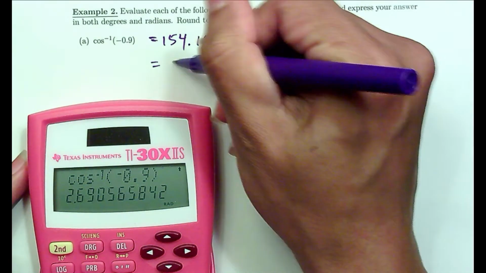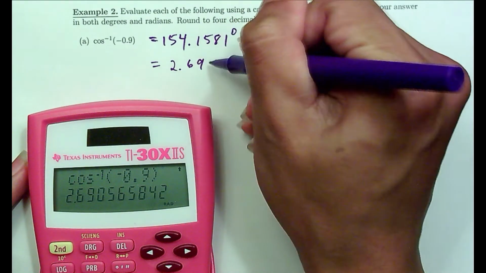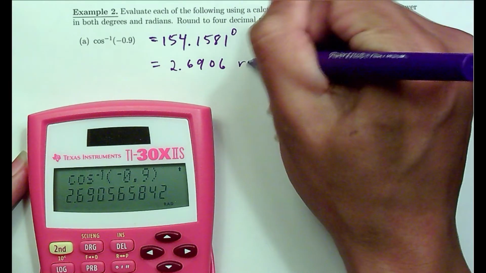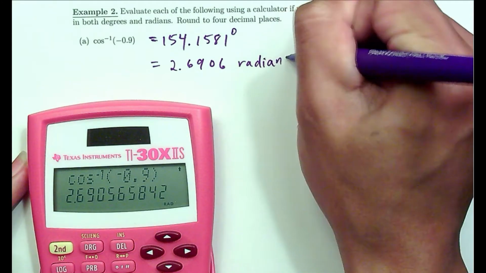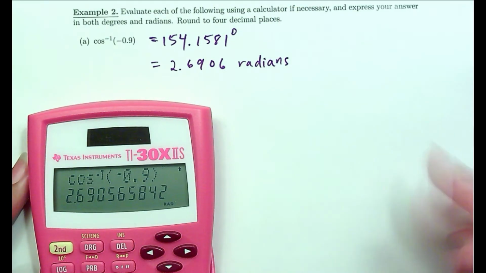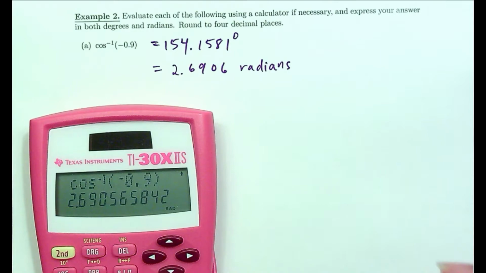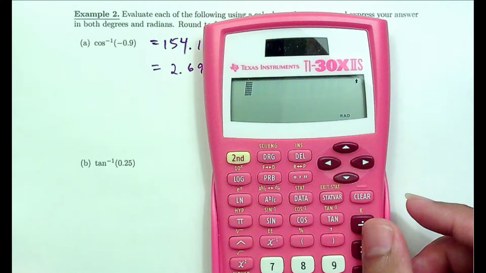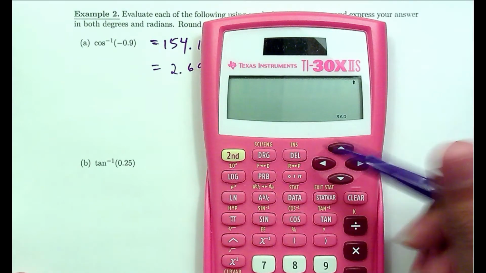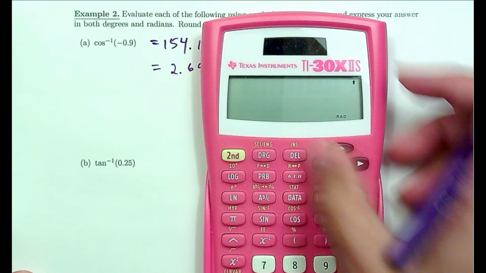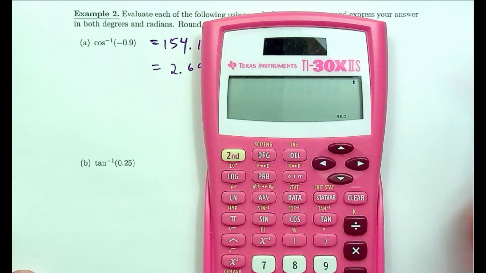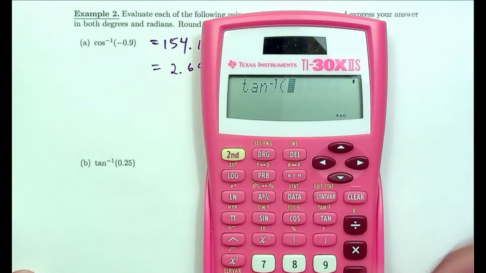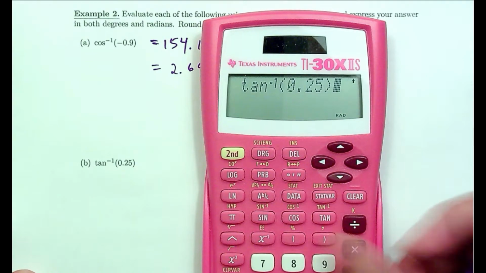So we get 2.6906. This is radians. Okay, and that's basically how you do that. So this is simple. Let's do tangent inverse of 0.25. Let me just leave it in radians. So I'm going to figure out what tangent inverse of 0.25 is.